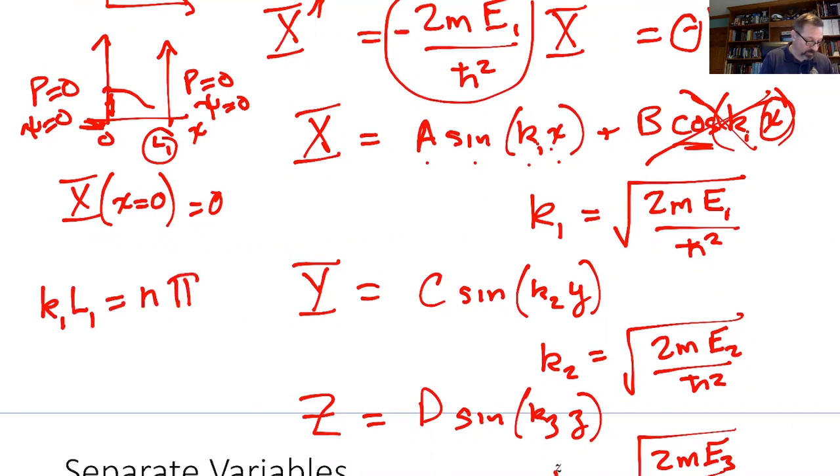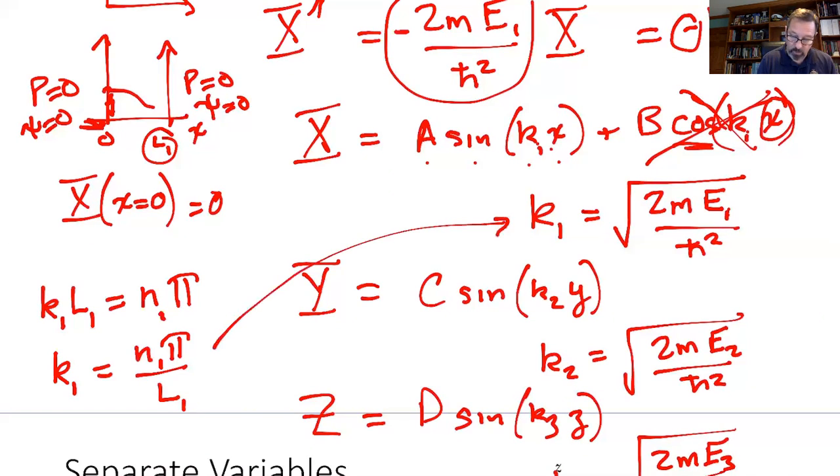I'm going to call that integer n1, because you might guess in the y direction and in the z direction, you're also going to have an integer, n2 and n3. And so that means that k1 is equal to n1 times pi over L1. At the same time, it's equal to the square root of twice the mass of the particle times the energy of the particle divided by h bar squared. Those two things have to be equal.